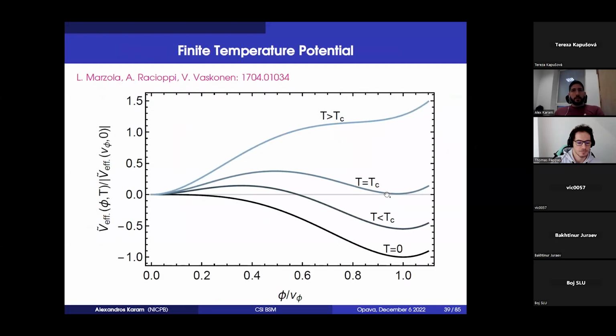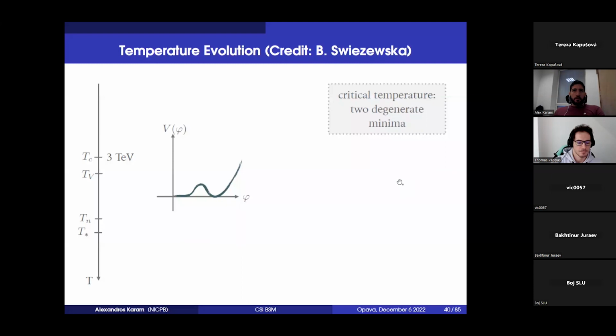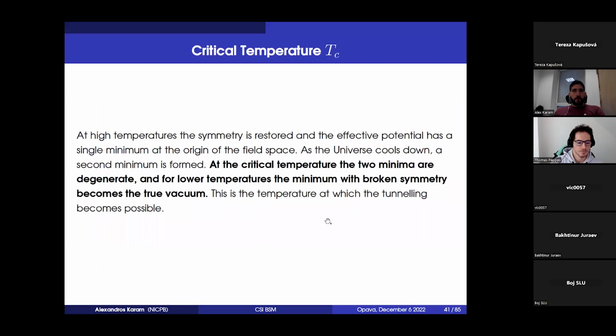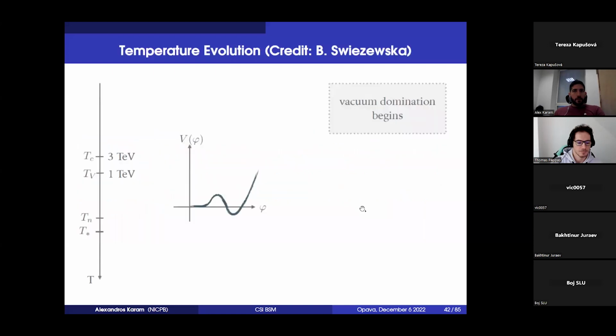So let's examine what happens during the evolution. As I told you, there's the critical temperature where the two minima are degenerate. And at this temperature, we can also have tunneling. Then as the temperature drops, we can have a vacuum domination era. Therefore, we can have a few e-folds of thermal inflation.